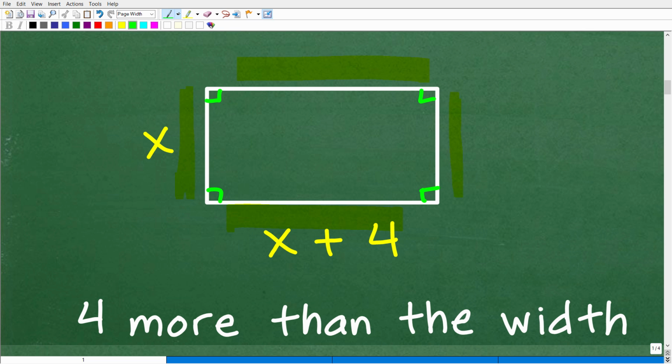Now you can see I already have some information, but you can't really do this problem unless you understand what a rectangle is. It's a four-sided polygon or a quadrilateral where opposite sides are congruent, yada, yada, yada. But again, I'm assuming that most of you understand, hey, a rectangle, the opposite sides are the same dimension, right? The length over here is going to be the same as the length over here, and the width over here is the same as the width over there.